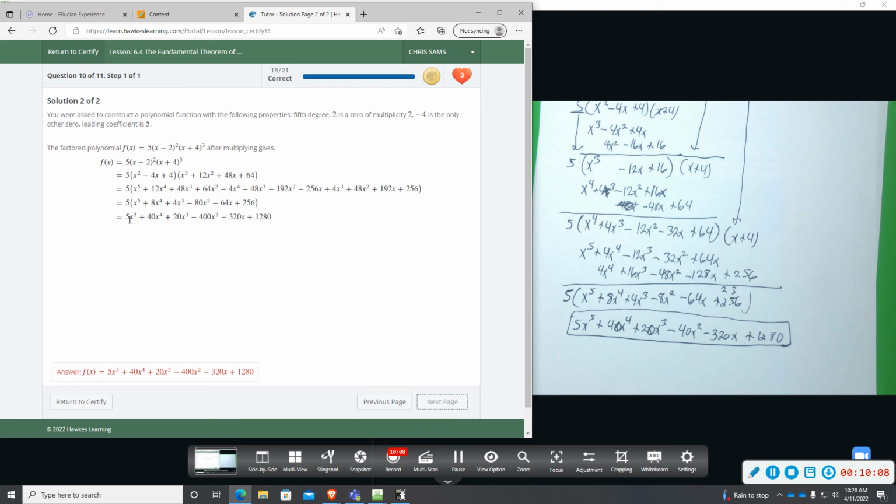So we got a 5x to the 5th plus 40x to the 4th plus 20x to the 3rd. Looks good. And then we have a minus 400. Oh, so I wrote 8 here instead of 80. That should be negative 80. And so that would be 400 and then 320 and then 1280. So I'm sorry here. I made a mistake with the 80. So be careful. Could easily happen. But otherwise, the process is correct. Okay.